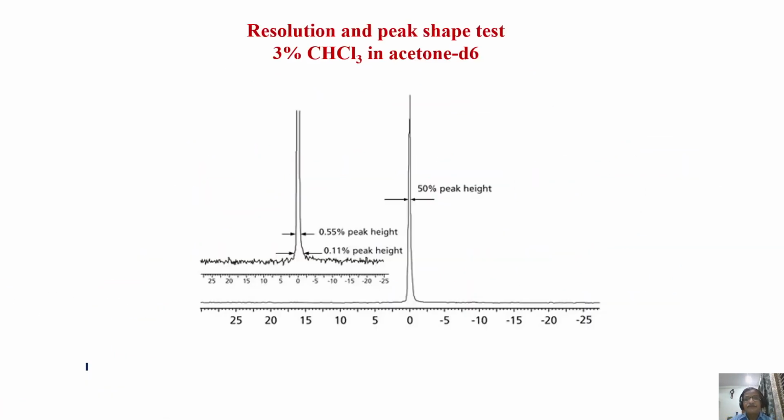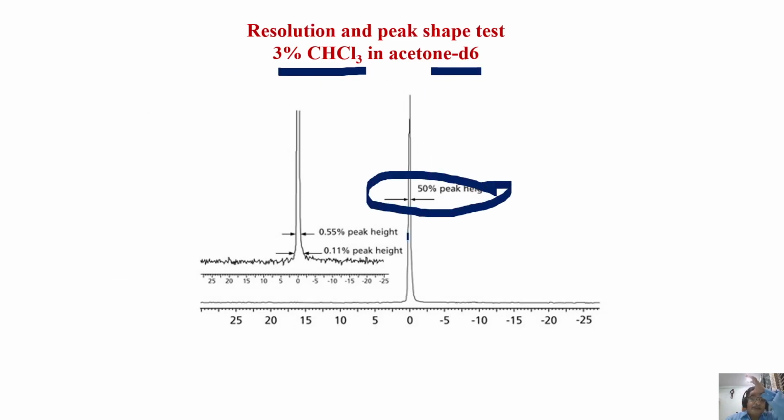Now, this is a real peak. Look at this one. CHCl3, 3% in acetone. This is the peak width at full width at half maximum, at 50% of the height of the peak. And enlarged, at the height of the satellite, 0.55% of the peak height, you must see this. At 0.11% of the peak height, you will see this one.